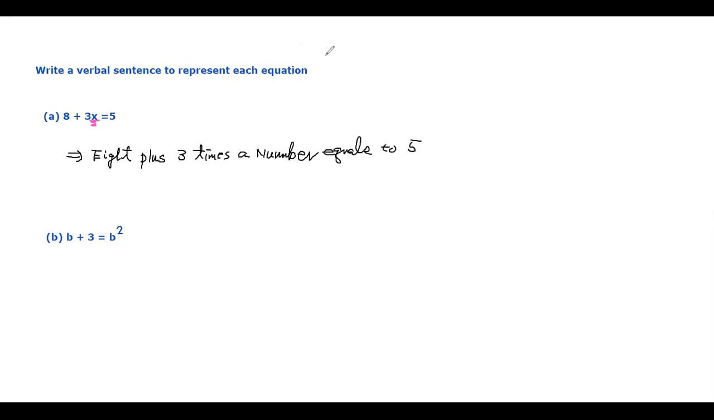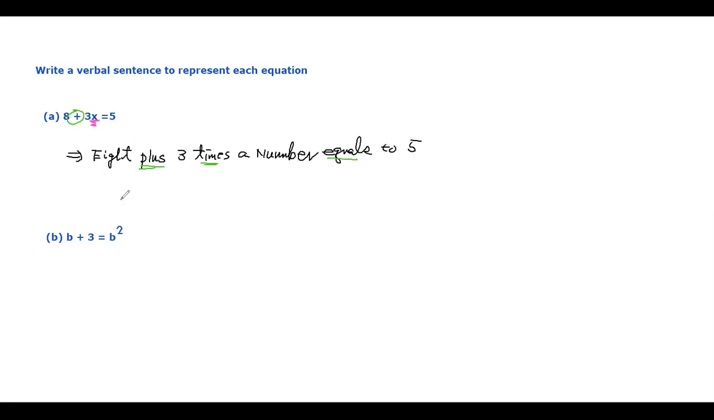Right, so let's make sure we have all the keywords, right? 8 plus, so I have here 3 times a number equal. So the equal sign, I have equal sign here. All right, so the next one here, let's take a look to see if we'll be able to write it.